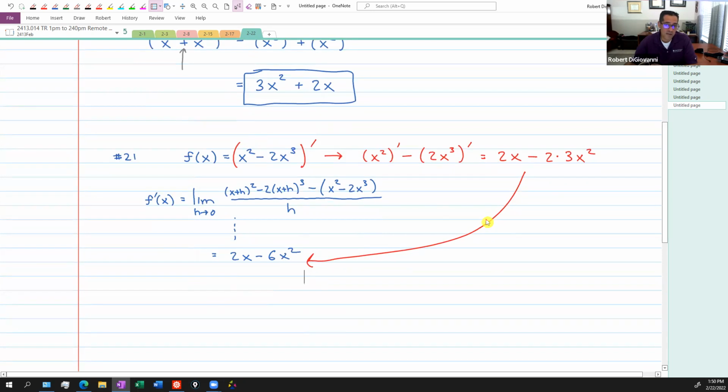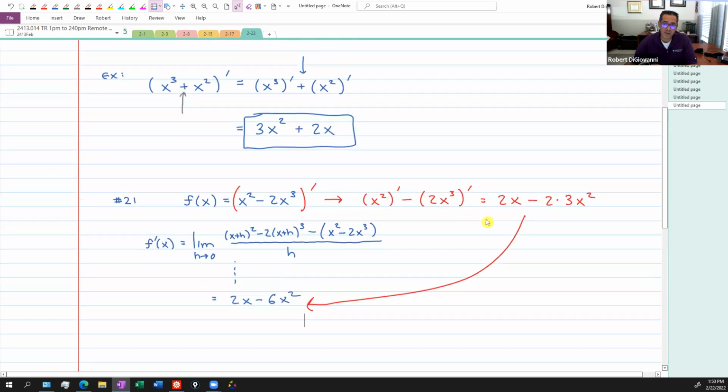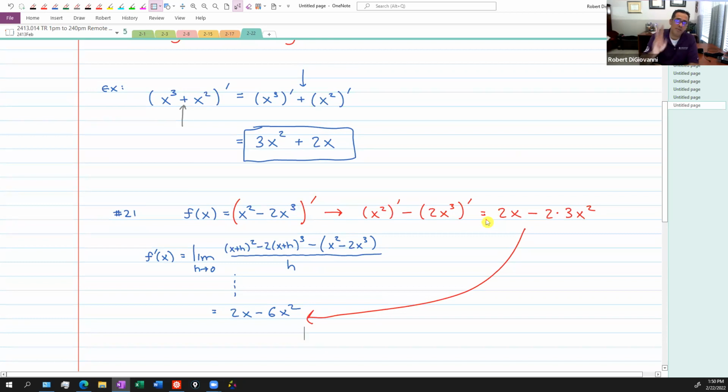So this is good, huh? We have this nice little set of rules now. We have the derivative of a constant is 0, the derivative of x is 1, we have the power rule, we have the constant multiple rule, and we have the sum and difference formula.